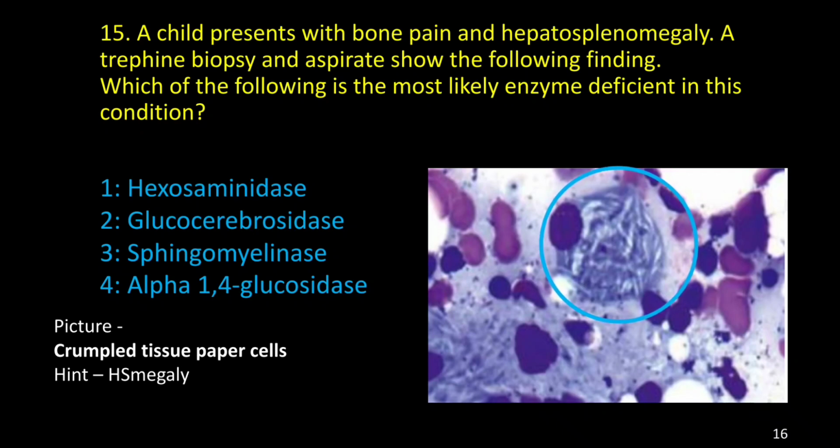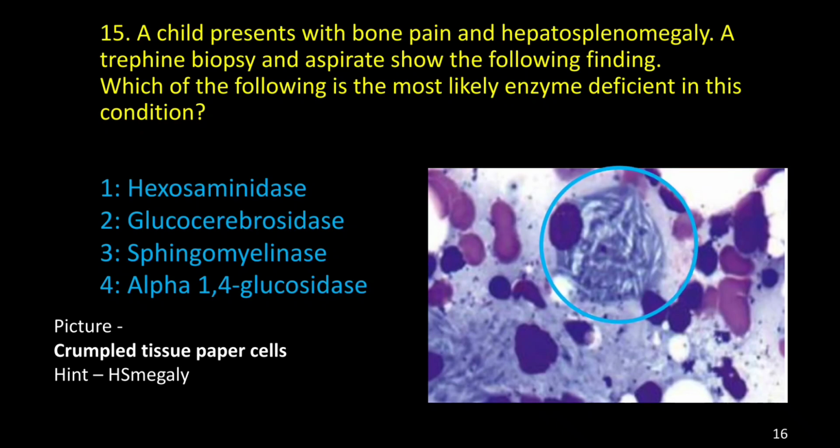Now, which enzyme is deficient in Gaucher's disease? Glucocerebrosidase. So you have to remember which enzyme is deficient in which particular disease: the name of the disorder, which enzyme is deficient, and the characteristic findings. Hexosaminidase A, and hexosaminidase A and B, are two different things, but they are related with Tay-Sachs disease, which we saw in the last MCQ. Glucocerebrosidase is typically related with Gaucher's disease. Here the MCQ is related with crumpled tissue paper cells, so the typical answer is glucocerebrosidase.